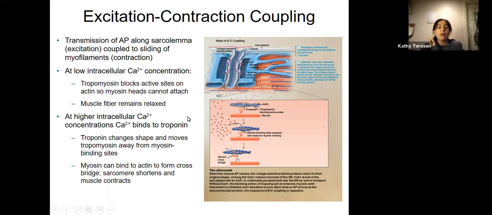Right? So calcium is really important because without it, we would not be able to create those cross bridges, those connections between the myosin and the actin, and therefore we would not be able to generate any tension in our muscle. All right.